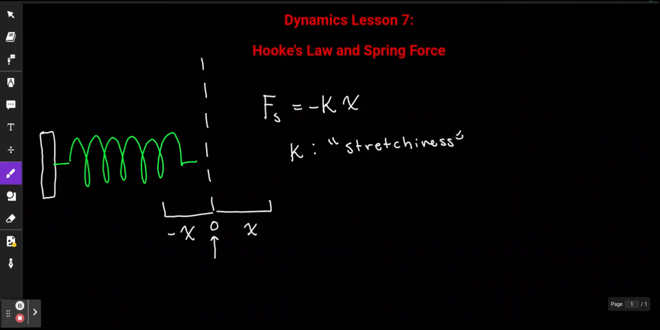The units of K are always in newtons per meter, and that is because the unit of our force is in newtons, the unit of our displacement is in meters, so meters times newton per meter is equal to newton.